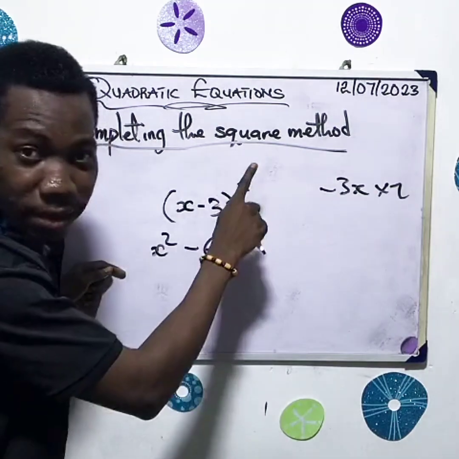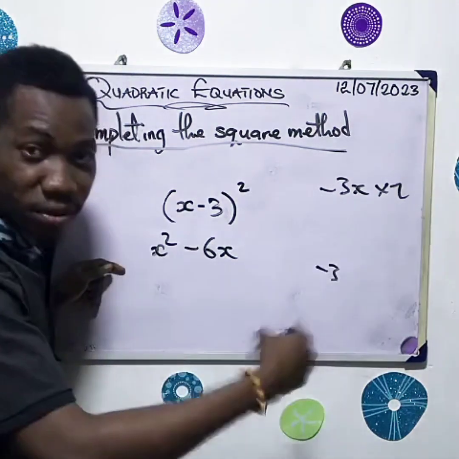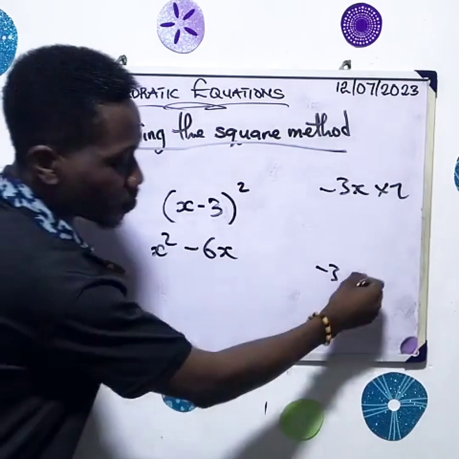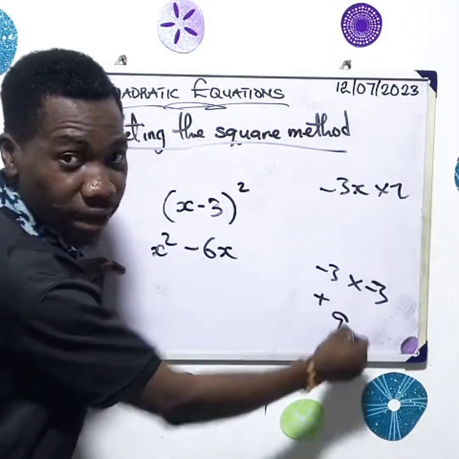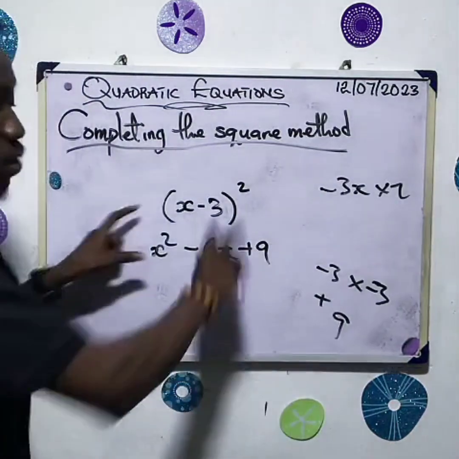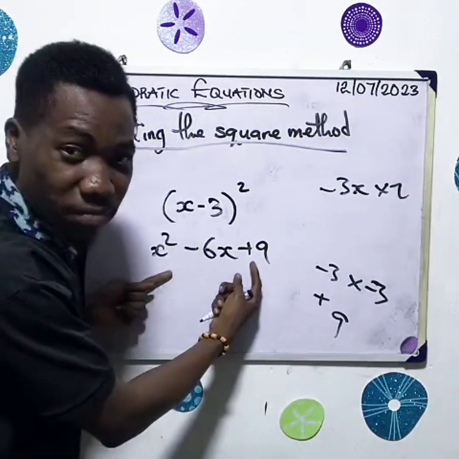So minus 3 squared means minus 3 times minus 3. Minus times minus is plus, 3 times 3 is 9. So that's plus 9. Without expanding, I have gotten my answer.